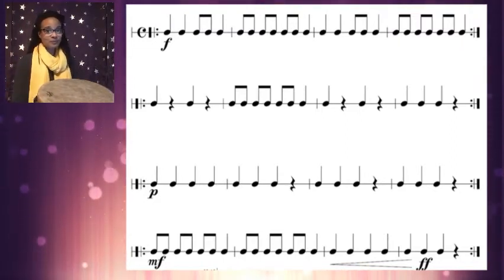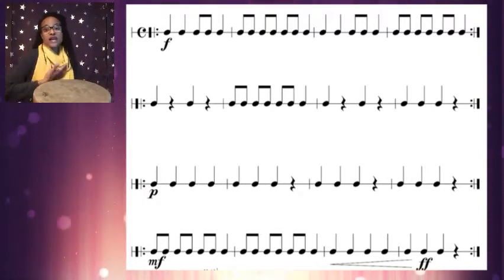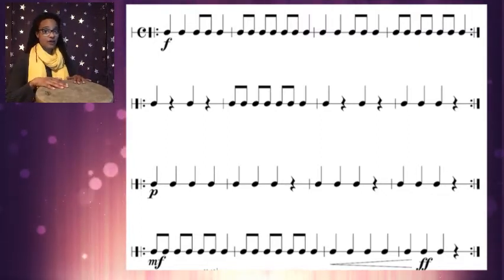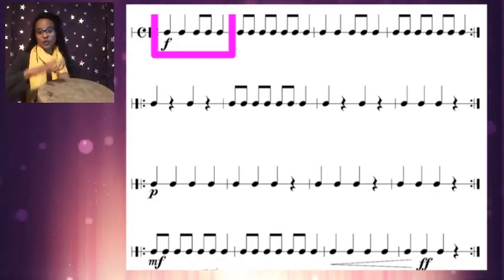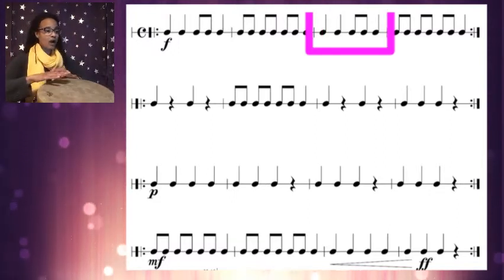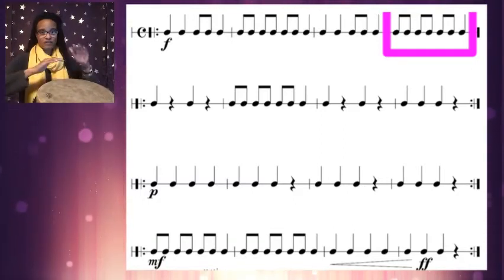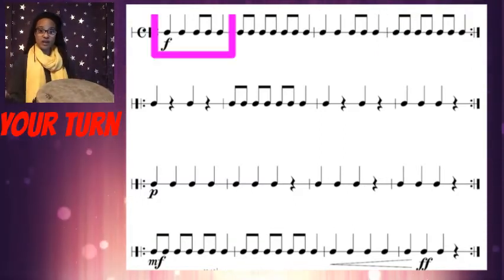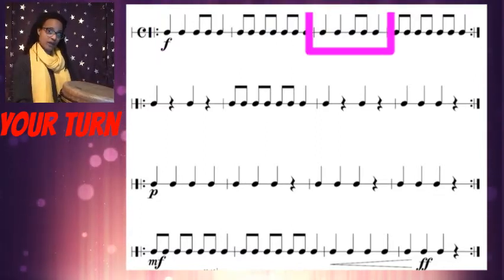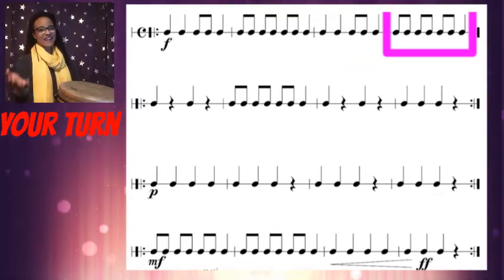Great job. I'm going to do the entire first system and ask you to do the entire first system back to me. Counting and playing loud. Here I go. 1, 2, 3, and 4. 1 and 2 and 3 and 4. 1, 2, 3 and 4. 1 and 2 and 3 and 4. 1, 2, 3 and 4. 1 and 2 and 3 and 4.